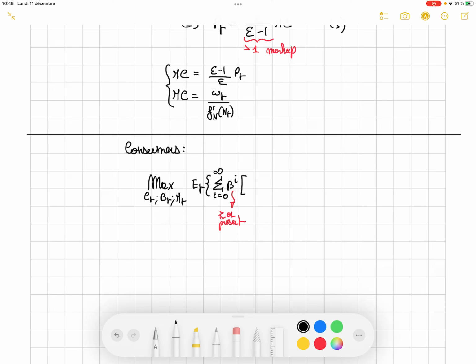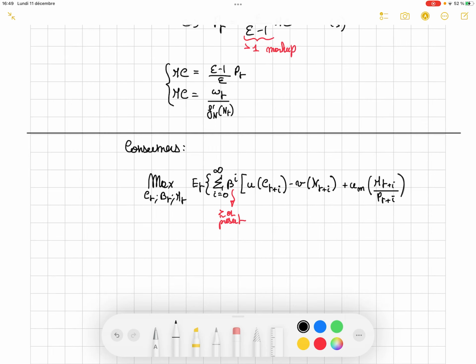Multiplied by, so we will consider here a specific utility function that will be the utility of consumption, C_{t+i}, plus a disutility from labor with a function called v of the labor, plus a utility, I will call it u, of the money that the household holds. It's in real terms, it's real money, so it's divided by the level of the price.